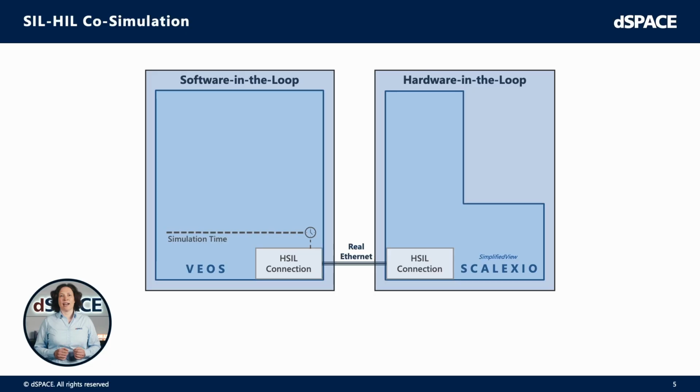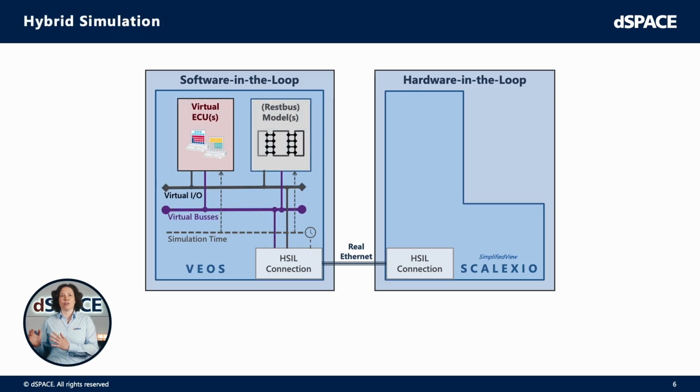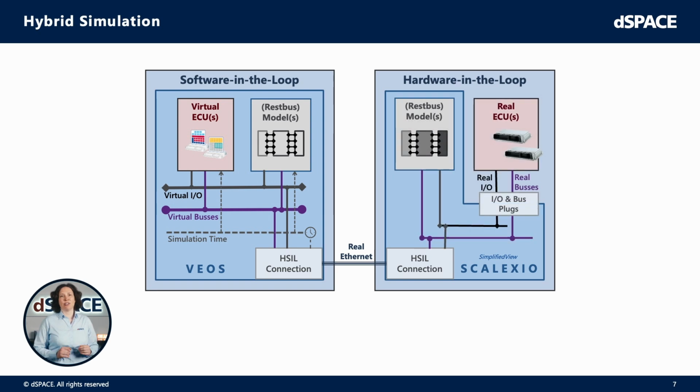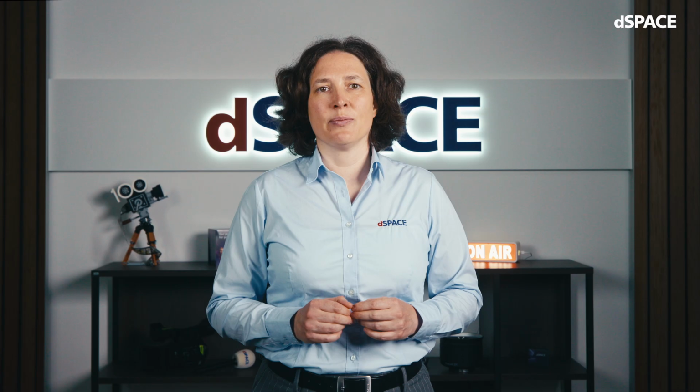At the core, the Hybrid Simulation Integration Layer, or HSIL, connects the virtual SIL world with the real HIL world. On one side, your virtual ECUs and models run in SIL, while on the other side, real ECUs and I/O operate in HIL. Both worlds are coupled to the HSIL integration layer. HSIL uses DDS as protocol.